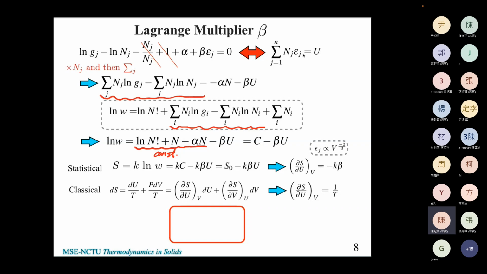And for statistical thermodynamics, you have S equal to K natural log W. So we just substitute this here, and you have KC minus K beta U. Of course, KC is a constant as well.